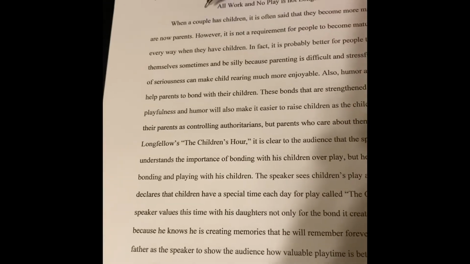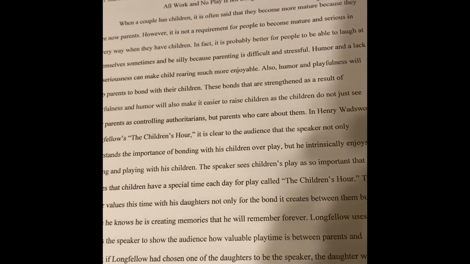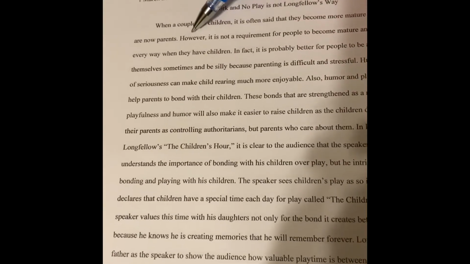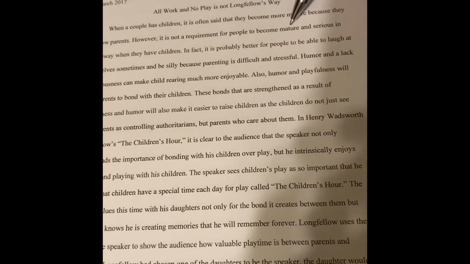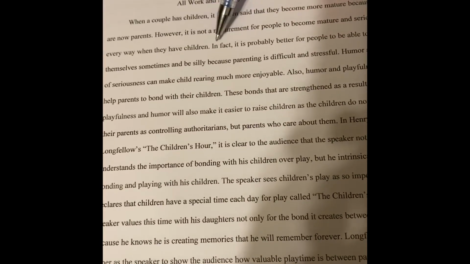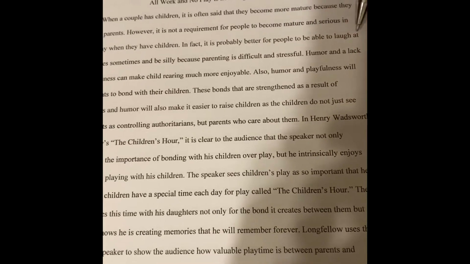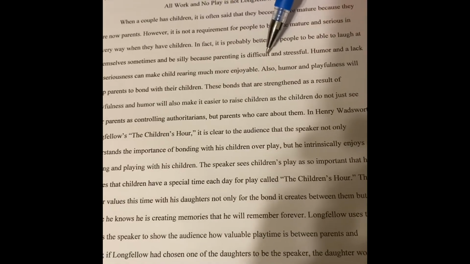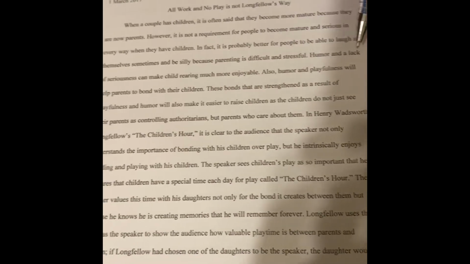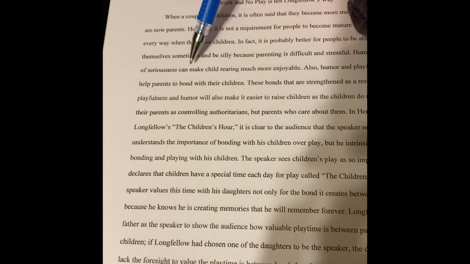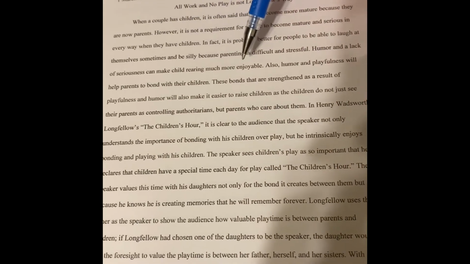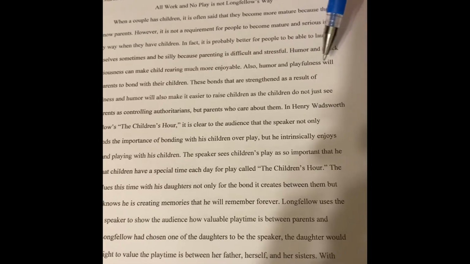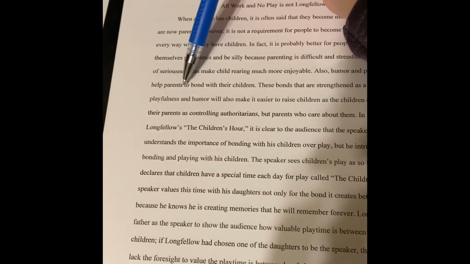All right. So we'll start at the beginning. "When a couple has children, it is often said that they become more mature because they are now parents. However, it is not a requirement for people to become mature and serious in every way when they have children. In fact, it is probably better for people to be able to laugh at themselves sometimes and be silly because parenting is difficult and stressful. Humor and a lack of seriousness can make child rearing much more enjoyable. Also, humor and playfulness will help parents to bond with children."